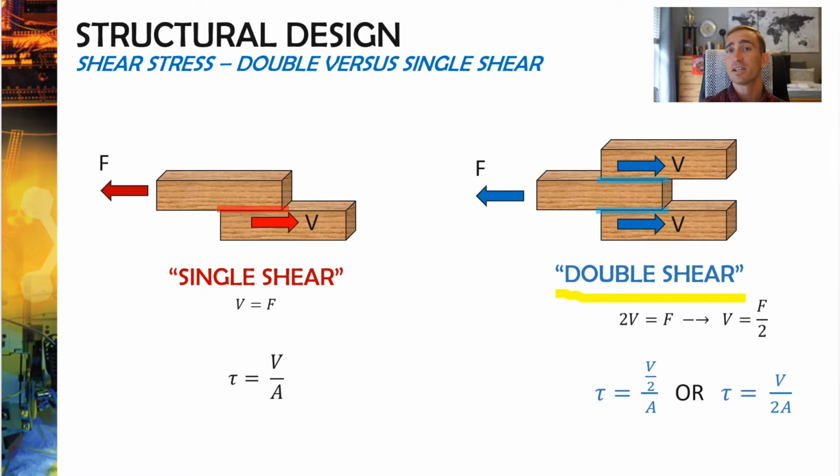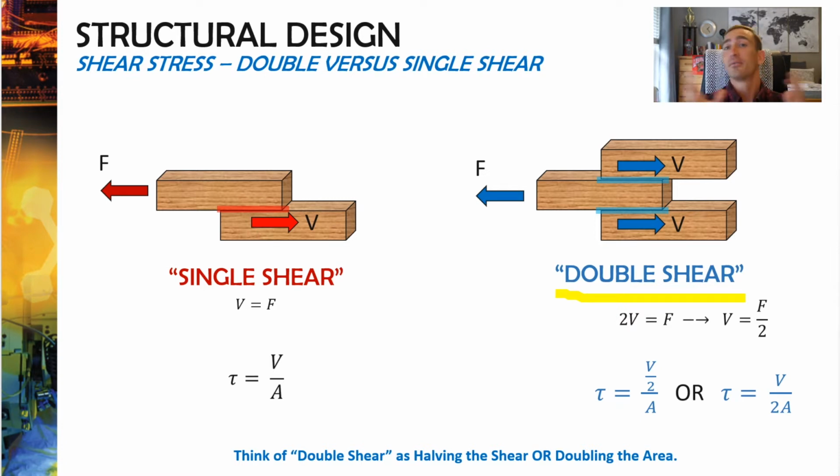As a result, what this gets us is that our shear stress is going to be equal to V over 2 over A, or another way that people sometimes like to think about this is that it's the shear force, but now we've got 2 times the area of glue in this example. So tau would be V over 2A. Both of those things are equivalent, but ultimately what you see is that because 2 is on the denominator, the shear stress that's experienced in this material is half of what the shear stress is in single shear.